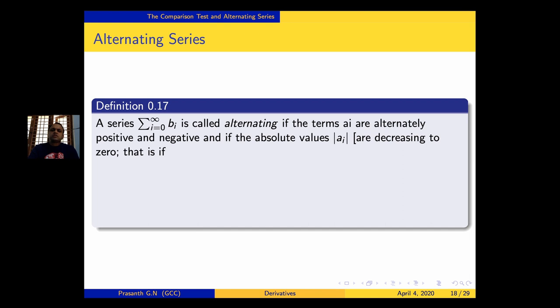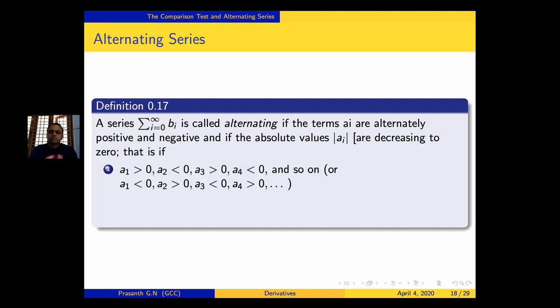A series is called alternating if the terms a_i are alternately positive and negative. That is, a_1 is greater than 0, a_2 is less than 0, a_3 is greater than 0, a_4 is less than 0, etc., or the other way. That is, mod a_1 is greater than or equal to mod a_2, greater than or equal to mod a_3, and so on, and the limit as i tends to infinity is 0.